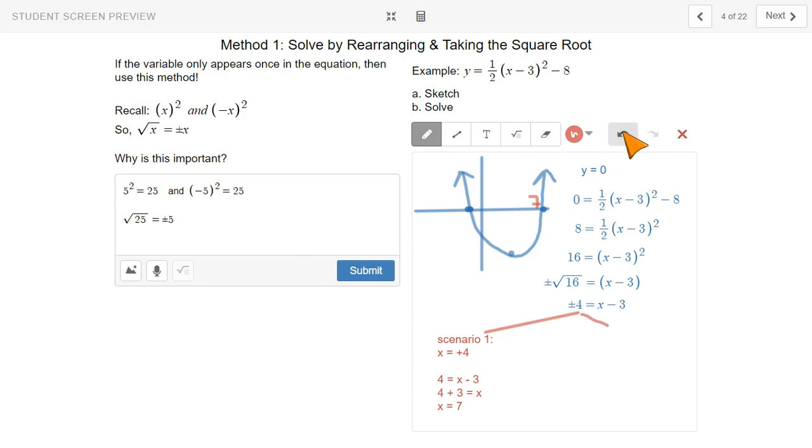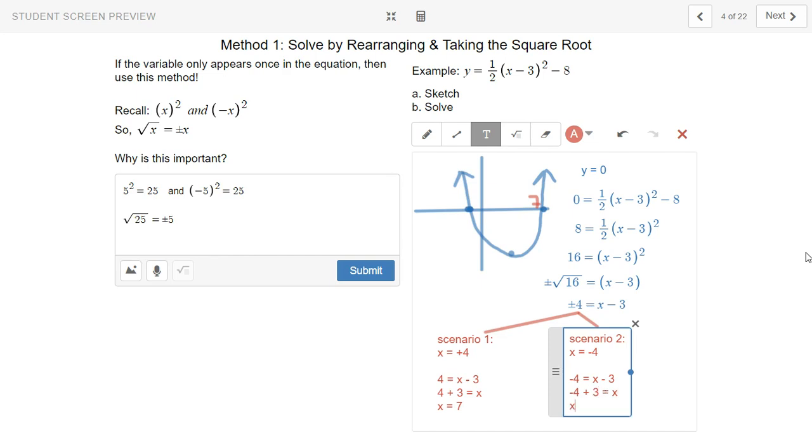Our second scenario, we're going to use the negative. So negative 4 is equal to x minus 3. Negative 4 plus 3 is equal to x. X is equal to negative 1. So here is negative 1. We have two scenarios, and we know that we needed to have two answers because there are two x-intercepts.